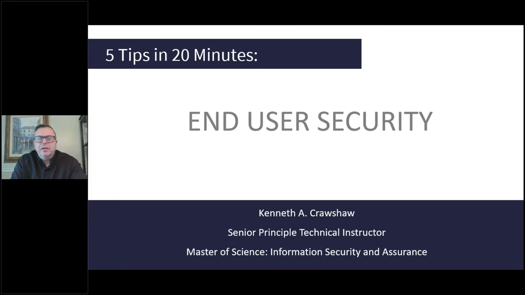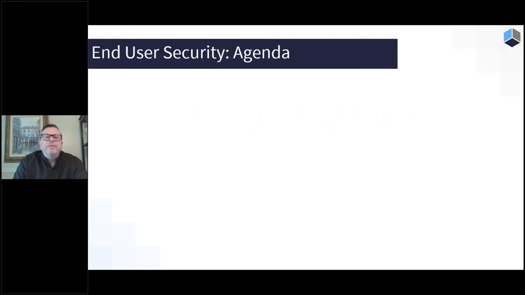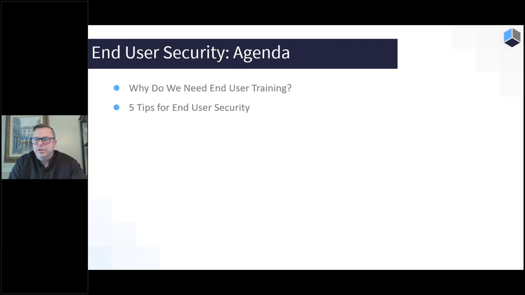There's a wide variety of different classes that I do teach. For this particular seminar, we're going to be taking a look at 5 tips in 20 minutes for end user security. And so for today, we've got a very short agenda. The agenda starts with, why do we need end user training? We'll discuss that topic for a few moments. And the heart and soul, the meat and potatoes, we'll talk about my 5 tips for end user security. These aren't necessarily the only things that we want end users to do, but these are very easy things that we can ask our end users to do in order to keep our network secure. And then finally, I'll open up the floor for some questions that you may have.